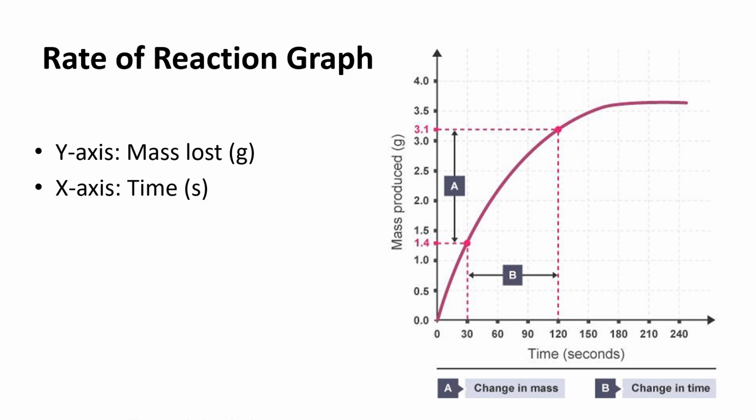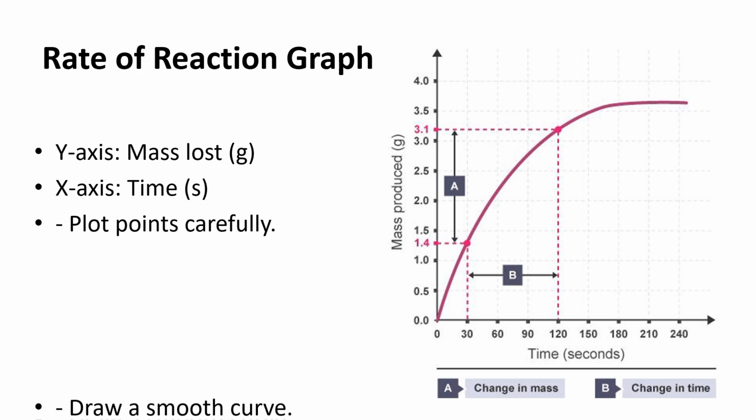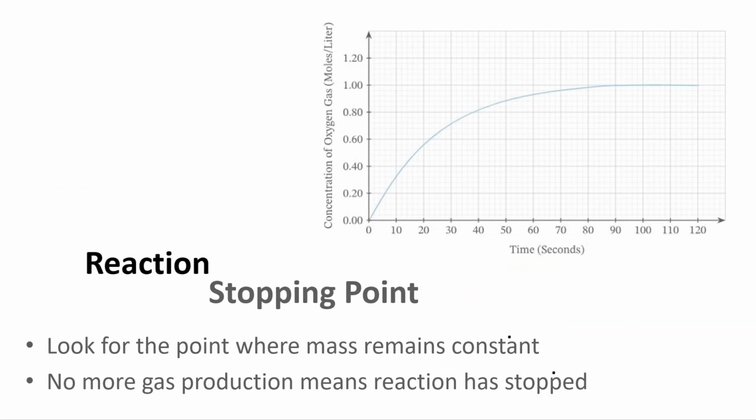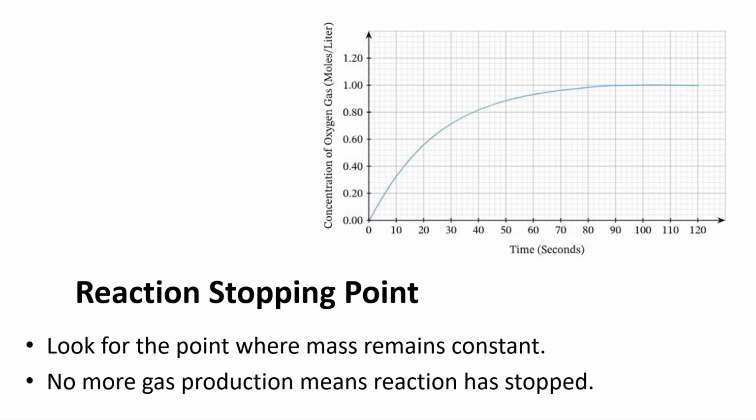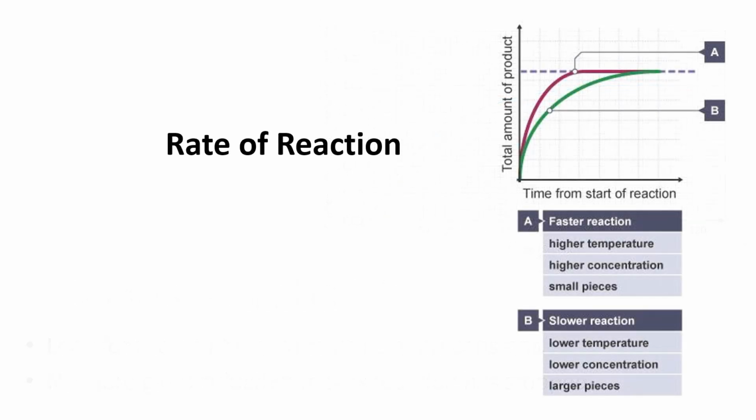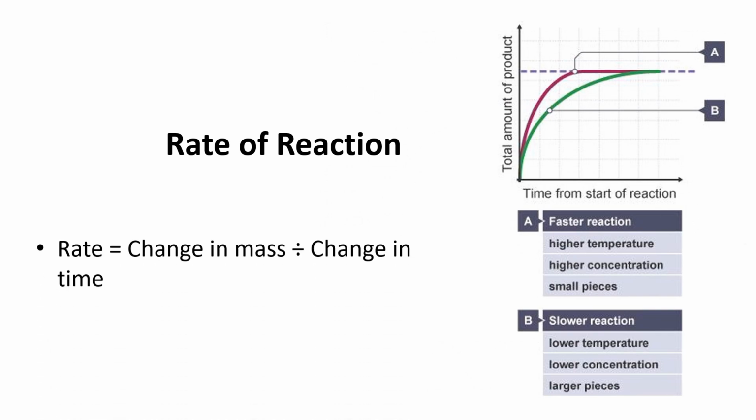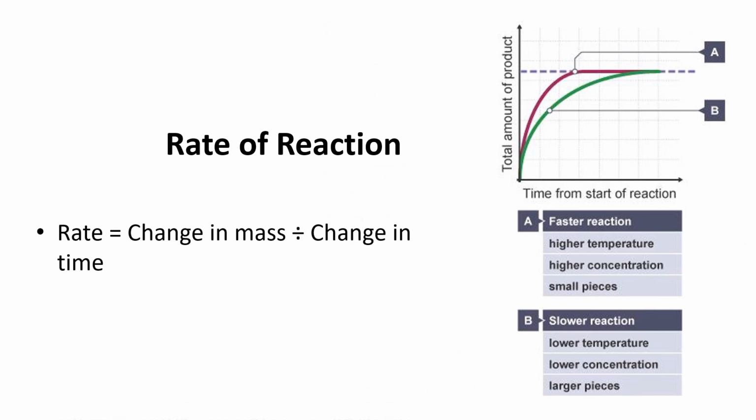The y-axis represents mass loss, gram, and the x-axis represents time, seconds. You are to plot the points carefully using a pencil and draw a smooth curve. You should be able to answer the following questions. When does the reaction stop? You have to look from the table or the graph to see when the mass remains constant, meaning no more gas is being produced. Learn to calculate mean or average rate of reaction.